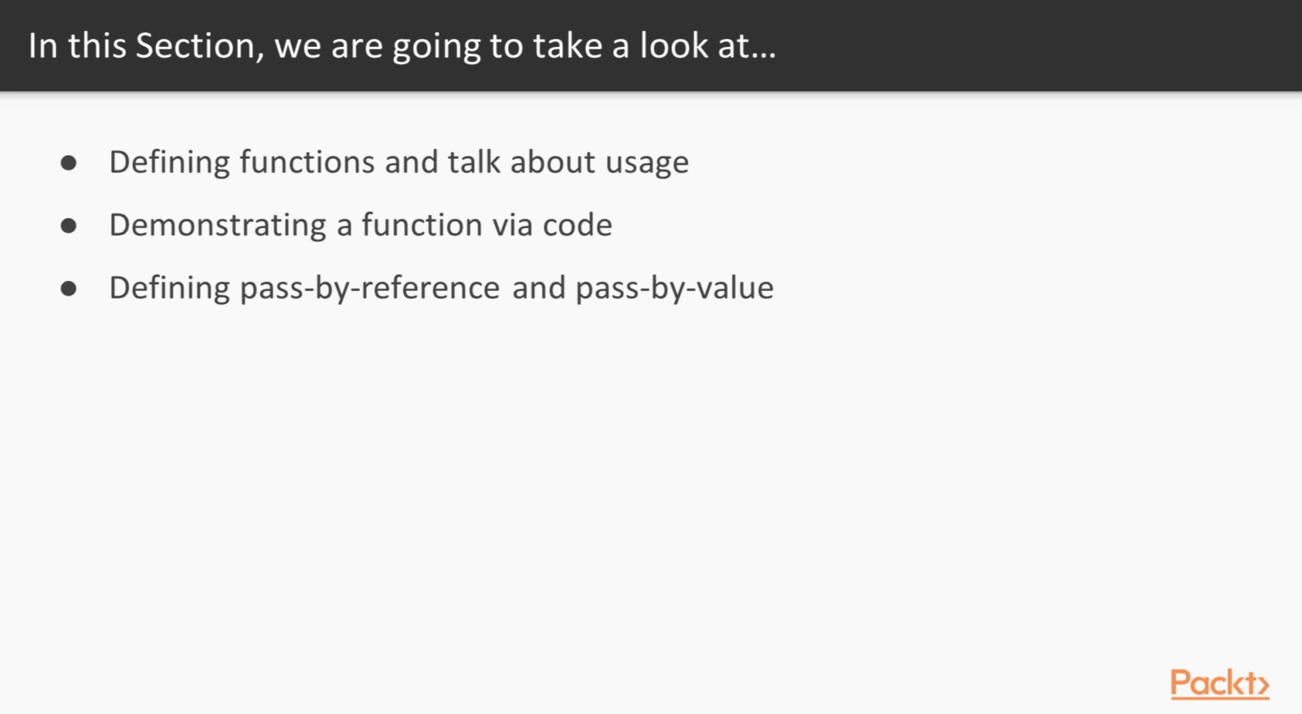In this section, we're going to take a look at defining functions and talk about their usage. We're going to demonstrate a function via code, and we're going to define the difference between pass-by-reference and pass-by-value, which is important in C++ programming when utilizing functions.